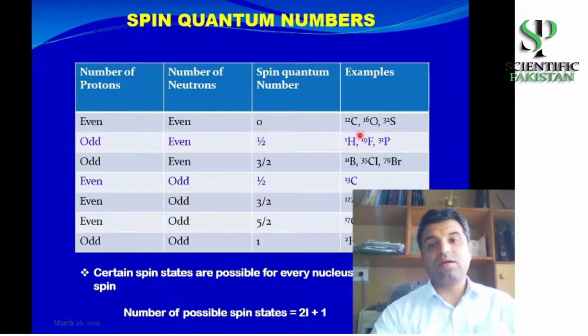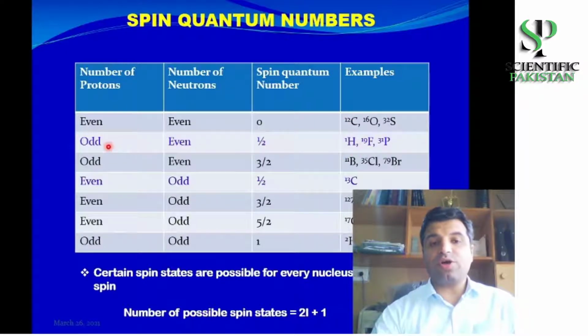The examples are carbon-12, oxygen-16, and sulfur-32. So these three nuclei cannot be studied in NMR because they have an even number of neutrons as well as an even number of protons. In other words, their atomic number and mass number both are even quantities. For example, carbon-12 has 6 protons and 6 neutrons in the nucleus, so the overall mass number is even as well as the number of protons is even. So it cannot be studied.